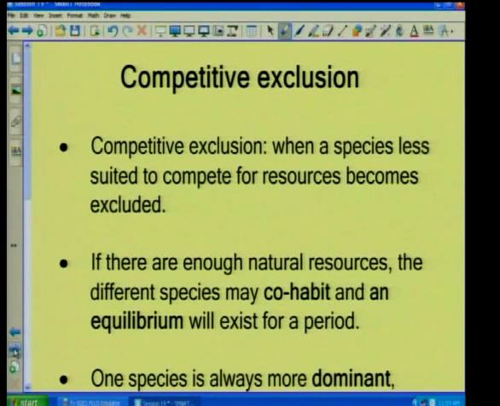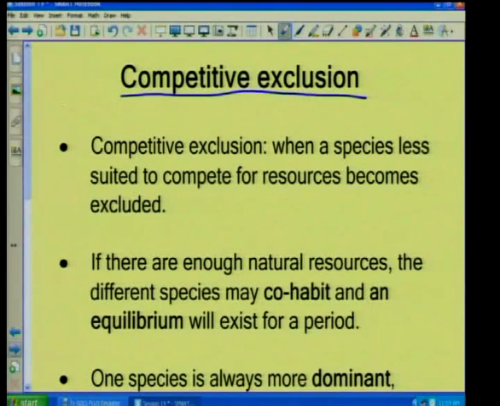If we look at this process here, which is competitive exclusion. Now, for our learners where English is a second or a third or even a fourth language, competitive means to compete. It means to be able to compete. Exclusion means to stop something from being part of a group or a process. So competitive exclusion means that the competition is excluded. So let's look at the definition here.